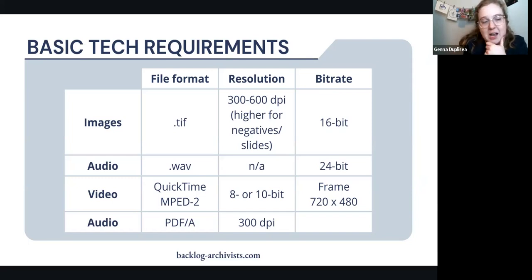Technology is changing all the time. But for right now, these are just some general guidelines. And some of these things you might never even think about, like the bitrate or the resolution of video. But it's important to just have high quality digital objects so that they're reproducible, so that people can see details, and so they'll actually be useful into the future.